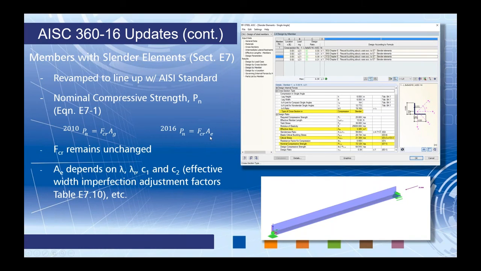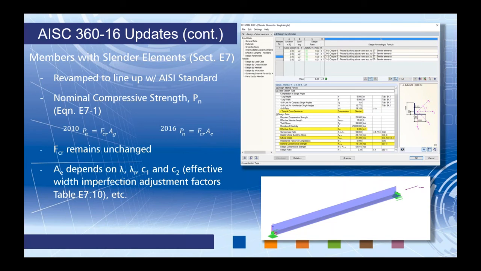So this sounds almost identical to what we saw in chapter C. So our critical stress remains unchanged, but A sub E is completely different. It depends on some lambda values here, which are the width-to-thickness ratios of our local elements, C sub 1 and C sub 2, which are new effective width imperfection adjustment factors according to table E7.1, and some other variables. So you can see my small little example here that I did in RFEM, and then we can take a look at the results within the RF-STAHL AISC.